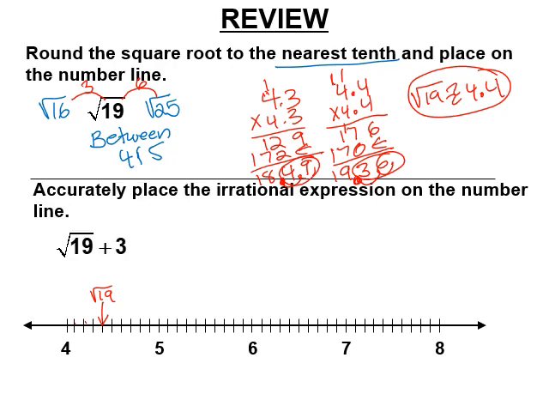If square root of 19 equals 4.4, then square root of 19 plus 3 equals 4.4 plus 3, which is approximately 7.4. And so the square root of 19 plus 3 would go right about where 1, 2, 3, 4, 5, 6, 7 would go right there.